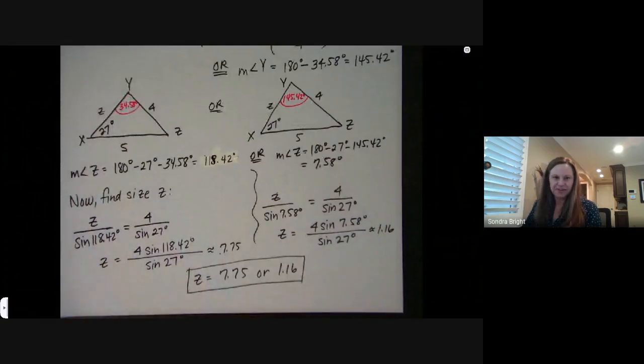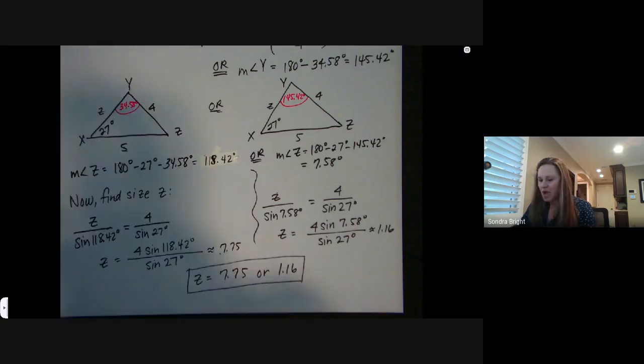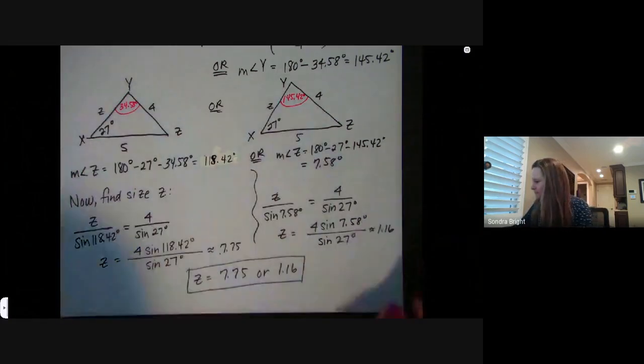Pain in your butt, right? Yes, I know. Side-side-angle tells you right there it's going to be a pain in the butt, right? SSA. Okay, let's do another example.